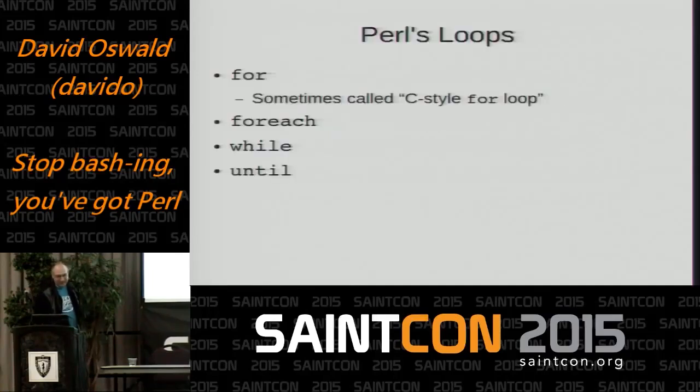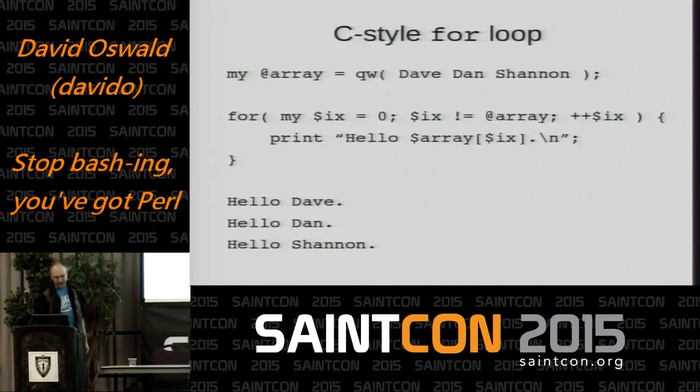Loops. For loops are sometimes called C-style for loops, foreach, while, and until. So a C-style for loop looks just like it would look in C, almost. My index equals 0, while index is not equal to the number of elements in an array, then increment index and go ahead and print that array's element. So there's a C-style for loop.